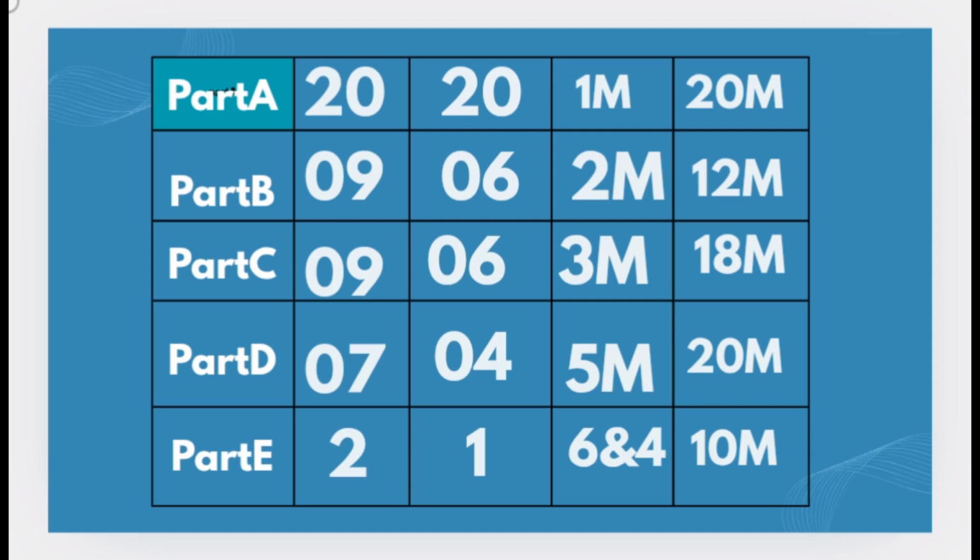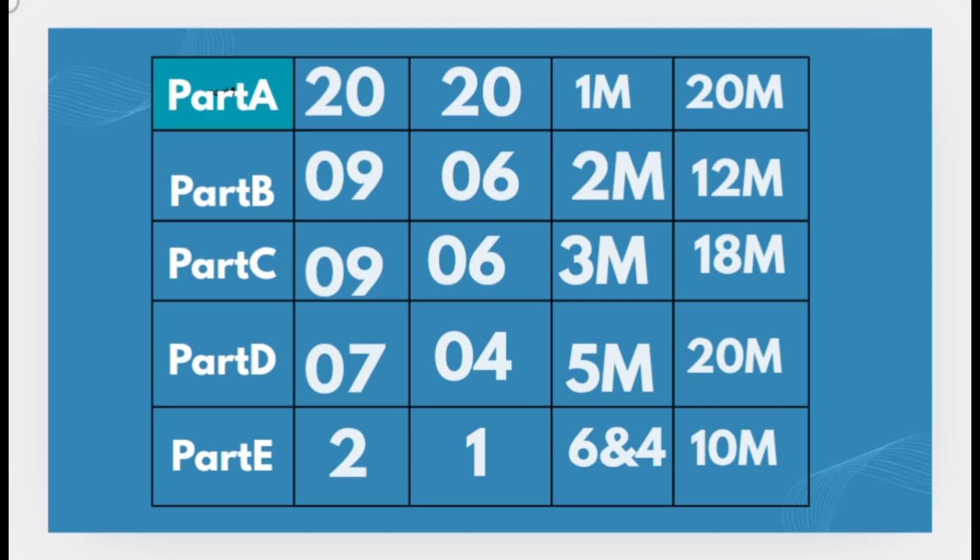In the third section, part C, there are also 9 questions with a choice of 3, and each question carries 3 marks, total 18 marks. The fourth section is part D. This part is very important for scoring. Part D contains 7 questions, but you have a choice of 3. You write only 4 questions. Each question carries 5 marks, totally 20 marks.